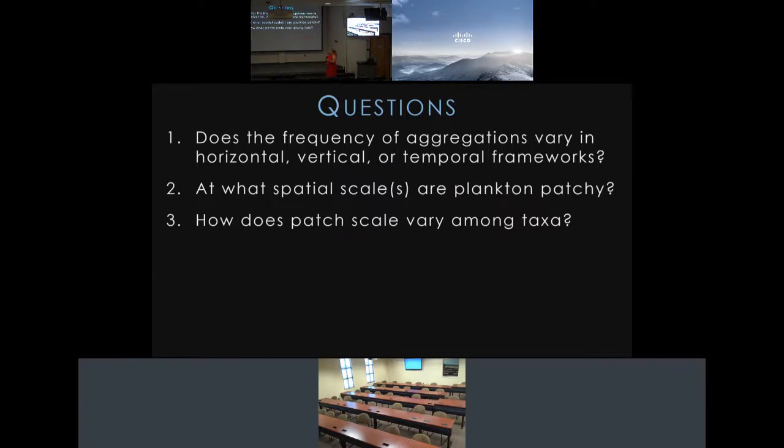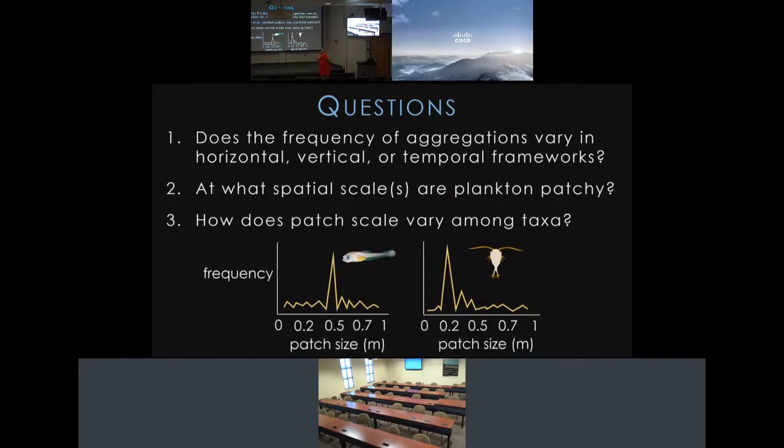So the goals of this project that I'm going to present to you today are to answer three questions. Does the frequency of plankton aggregations at different scales vary in horizontal, vertical, or temporal frameworks? At what spatial scales are plankton patchy? And then how does patch scale vary among taxa?